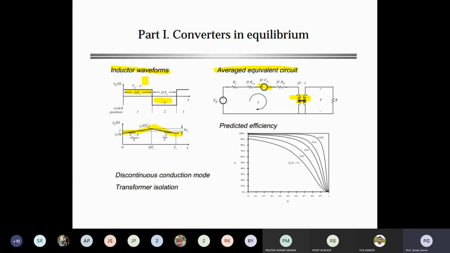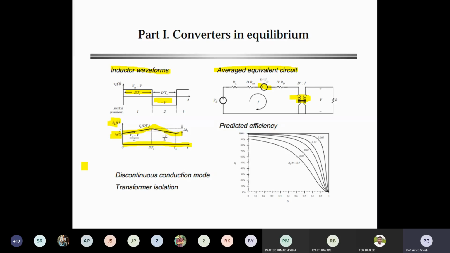Again, there are two modes of operation: continuous mode of operation and discontinuous mode of operation. Continuous mode of operation means the initial inductor current and the final inductor current are not touching zero. If it is touching the zero axis, the x-axis, then you can say it is discontinuous mode of operation. If it is not touching there, you can say it is in continuous mode of operation. Everything will be coming.